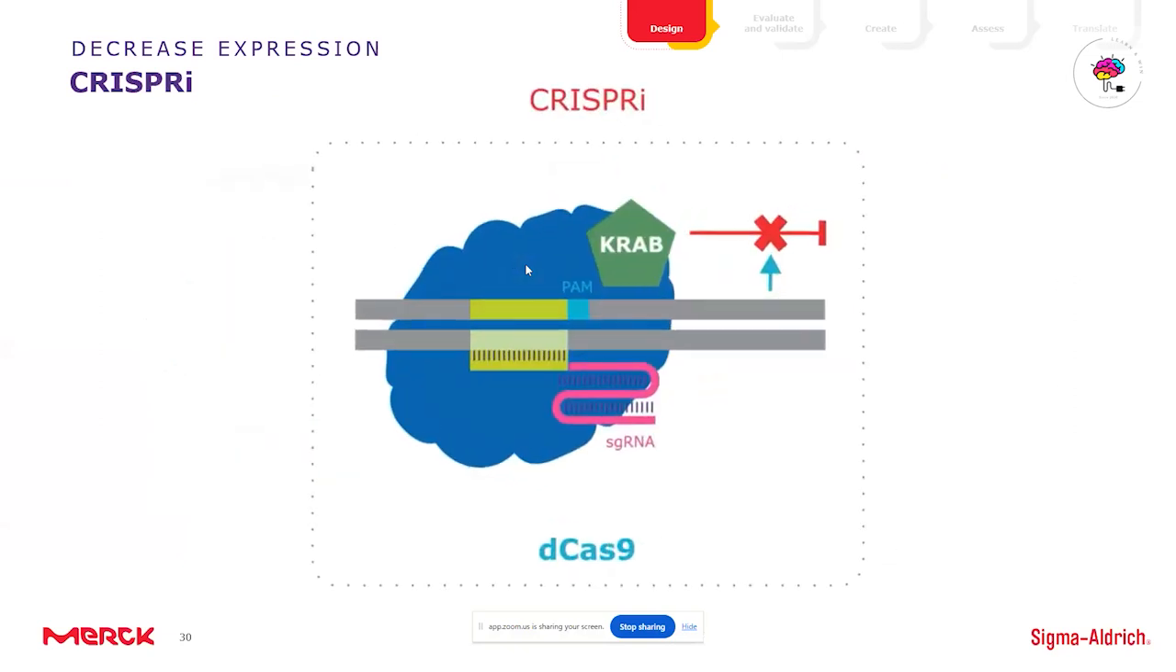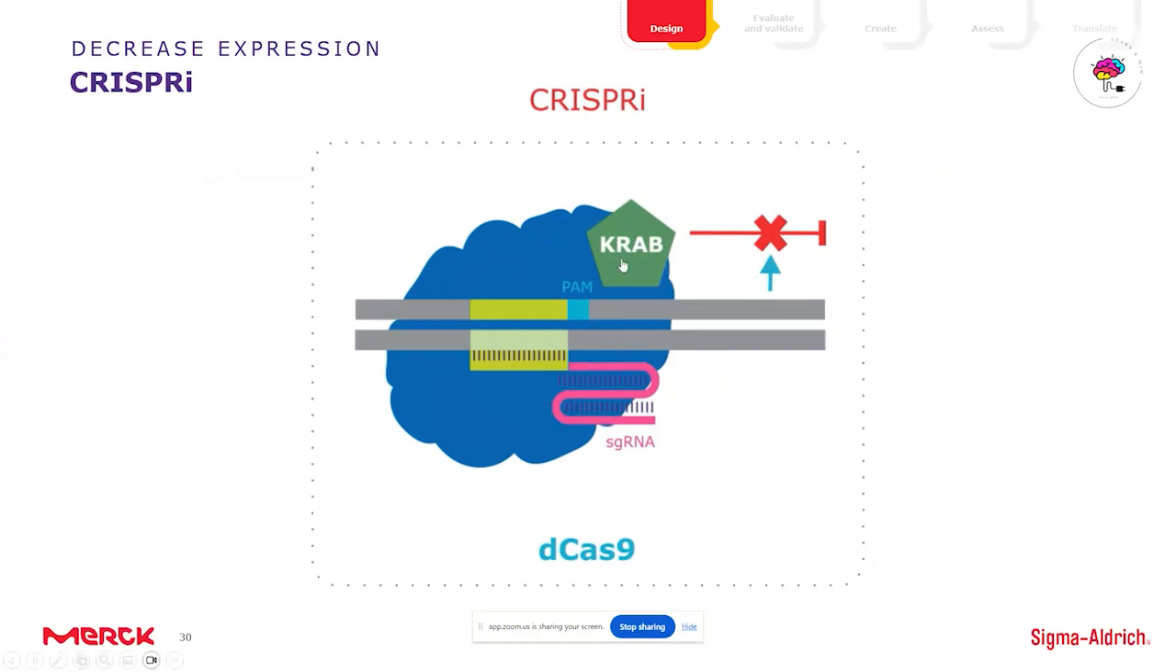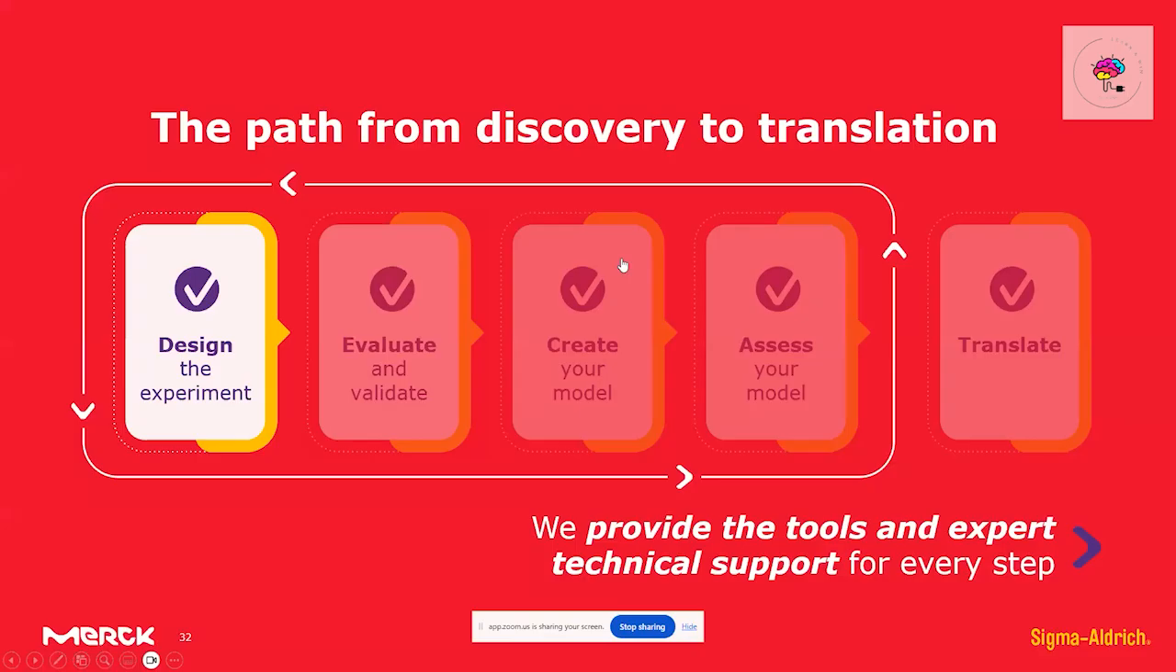So CRISPR-I, for the inactivation, and of course the KRAB, which is a silencer that will allow the decrease of expression of your gene of interest.